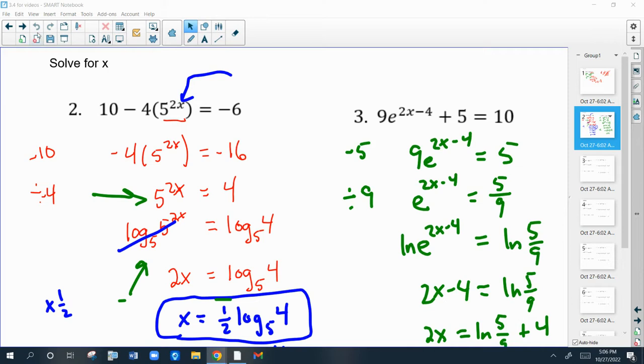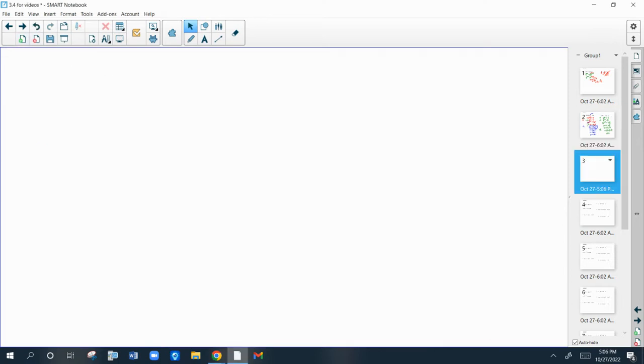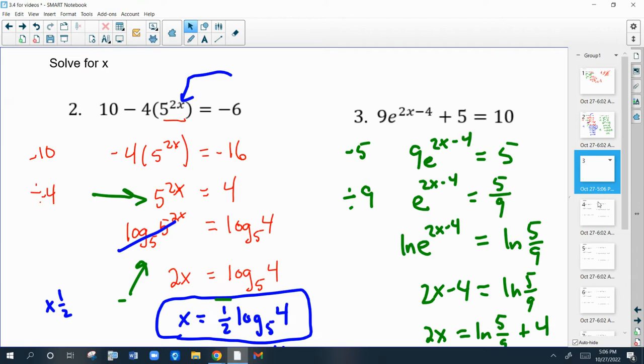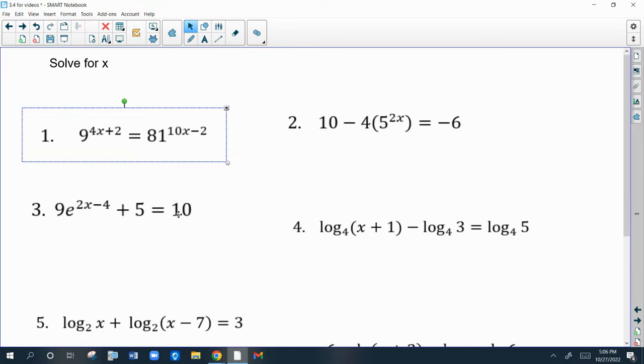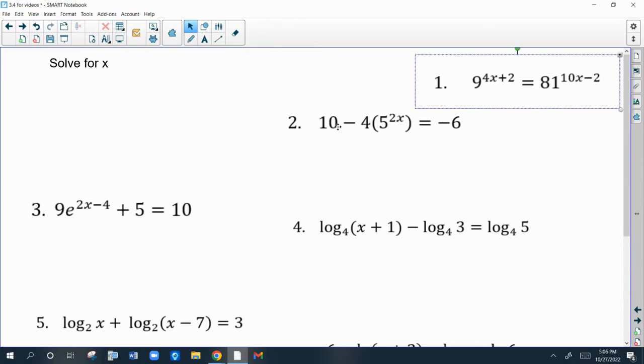All right, so here we go, continuing to solve equations. We already solved a couple of exponents. Now it's time for the logs. There's two types of log equations.